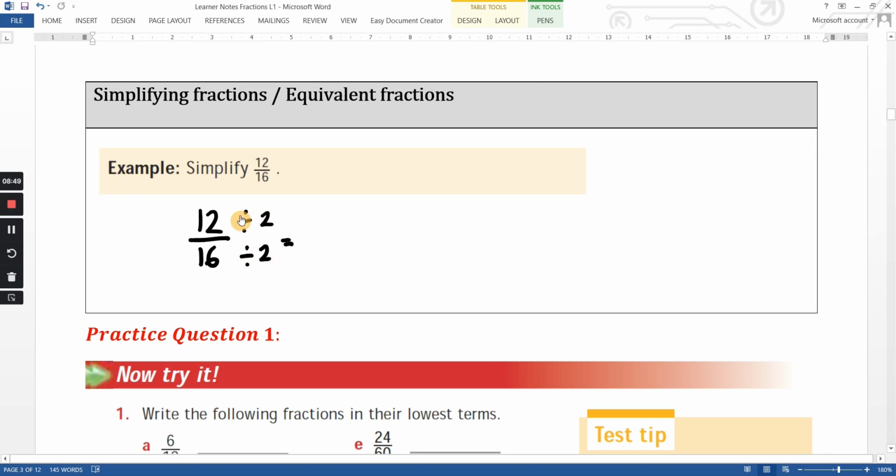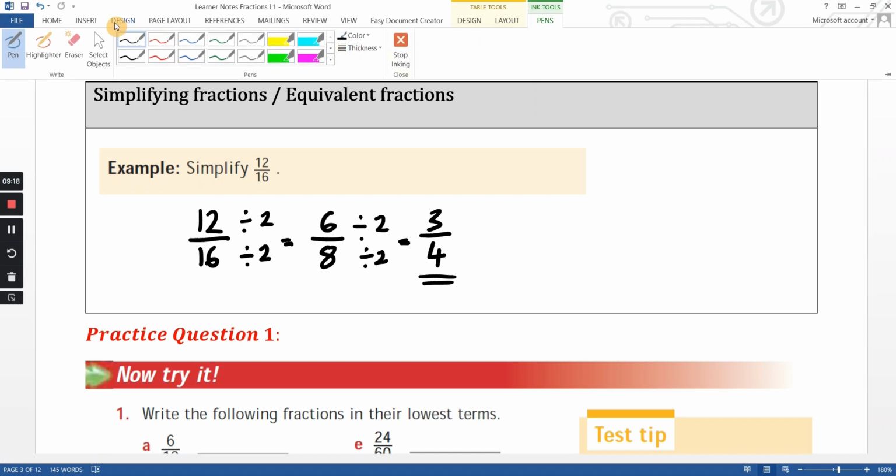Yep, so if you divide both top and bottom by 2, you're going to get 6 at the top and 8 at the bottom. Okay, and always recheck, can you simplify this even more? What else goes into 6 and 8? Well, I can do 2 again. That's going to give me 3 at the top, 4 at the bottom. And there's no other number that goes into these apart from 1. So you're done. You can't simplify that anymore. Yeah, you could have done it in one go.